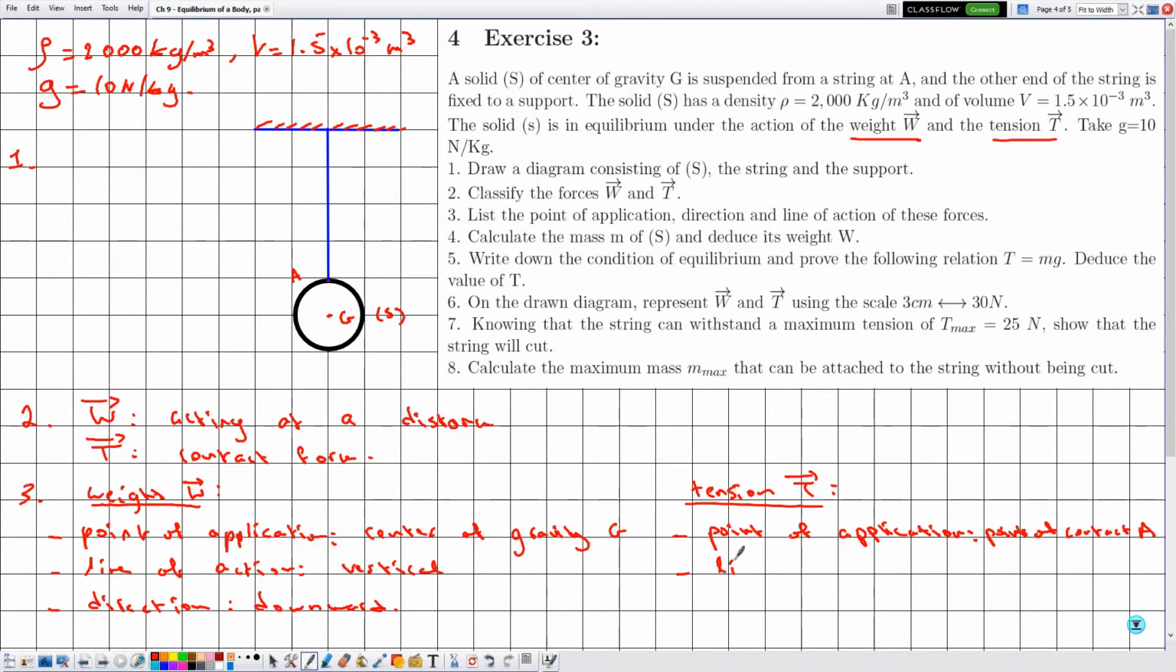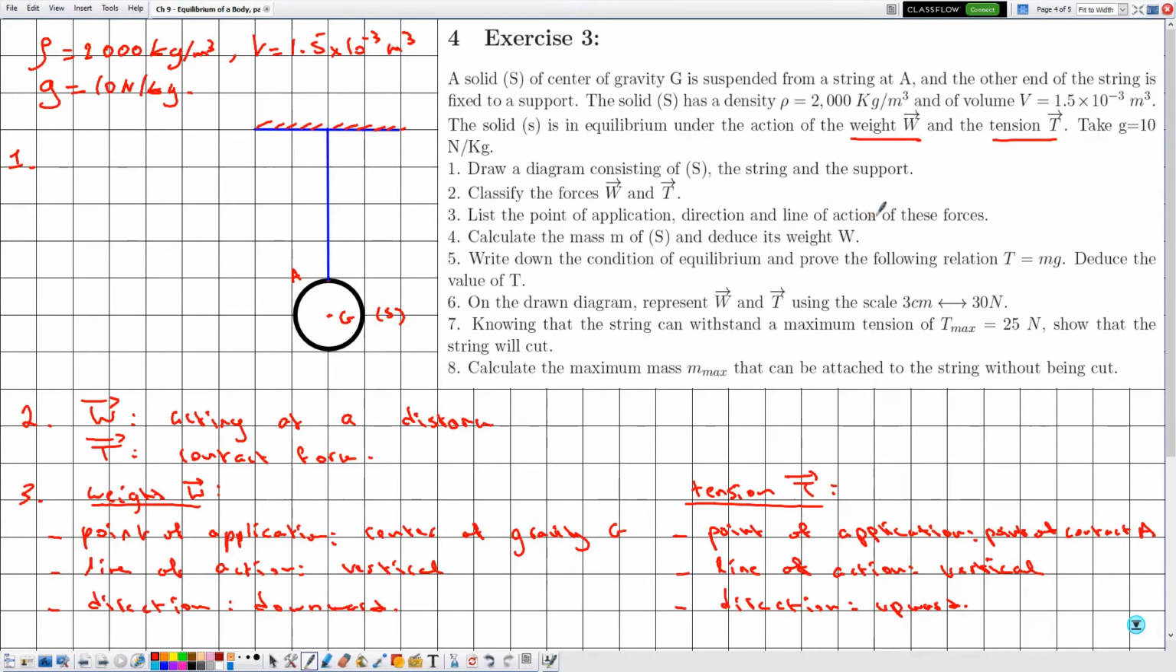So the line of action is vertical, the direction is upward. So this is it for number 3.